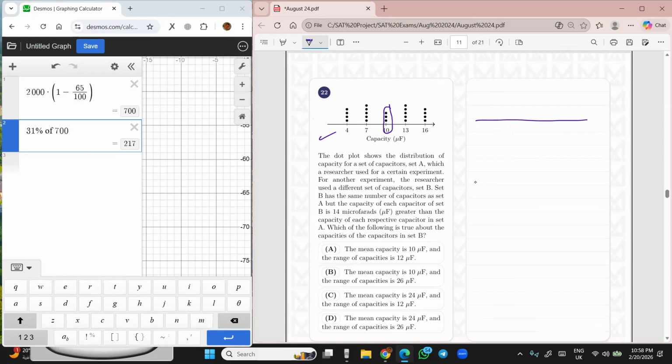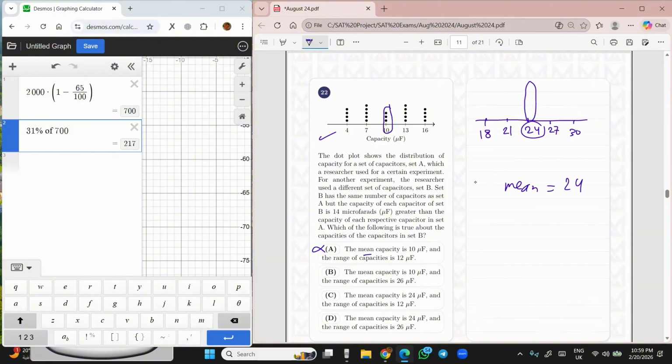What happens to set of B? These numbers are changed. 4 becomes 18, 7 becomes 21. We add 14. Every time we add 14, so this 10 becomes 24, this 13 becomes 27, and this 16 becomes 30. So here we have the same number of points. So the mean is still in the middle, but the middle here is 24. So the mean of B is equal to 24. And then, so this option is not correct.